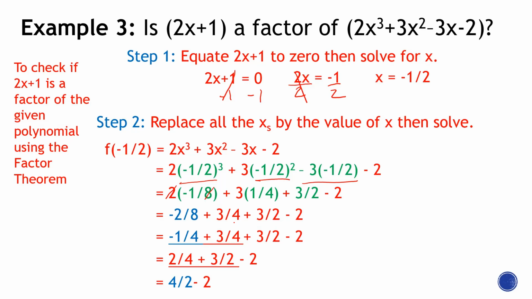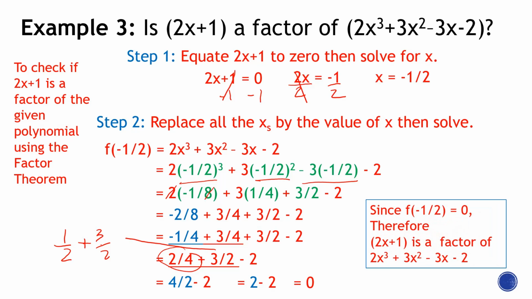That's 1/2 here. So it's going to be 1/2 plus 3 over 2. That's 3 over 2 here. So we add the numerators. That's 4 over 2. 4 over 2 is 2. We all know that. And 2 minus 2 is equal to 0. So therefore, the 2x plus 1 is a factor of the given polynomial.